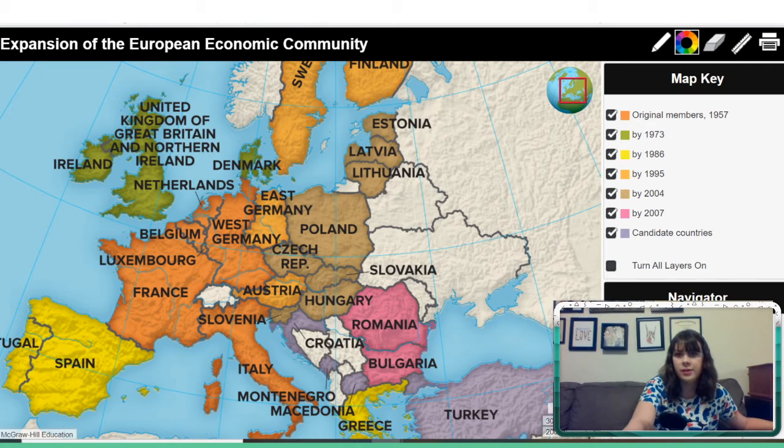So these are the countries that are involved. The orange ones are the original ones. The green is by 1973. Right, it goes on.